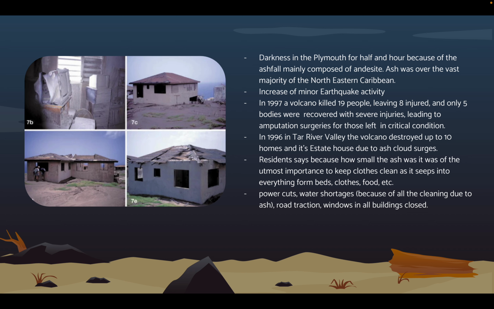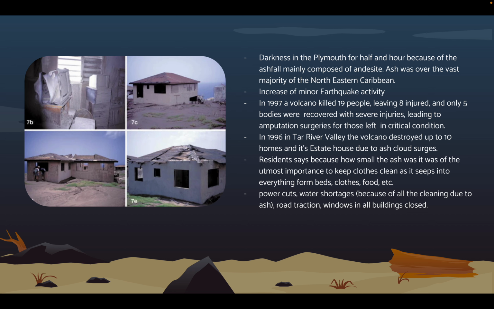It also destroyed a lot of homes, as you would think, and if you look at the image, you can see what a home would look like when the ash came in and how destructive this volcano was. And in terms of the ash fall, it affects a lot of things like water, the power, and your clothes. This ash was very, very small, so it was really hard to keep clean.